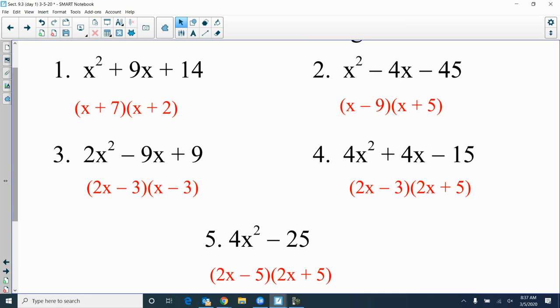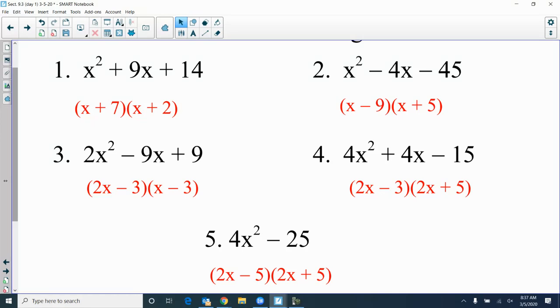All right, for the first one, now remember, multiplies to 14 and adds to 9. 7 and 2, so it's x plus 7 times x plus 2. Same deal on the second one, but it's going to be -9 and +5. So x minus 9 times x plus 5.